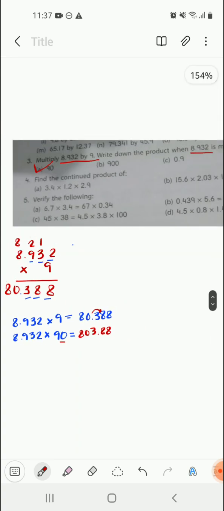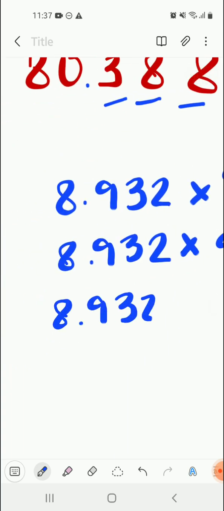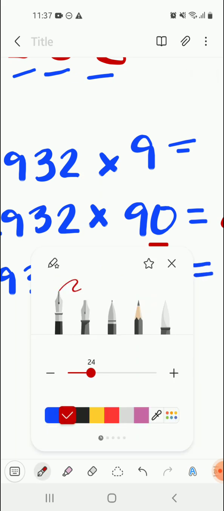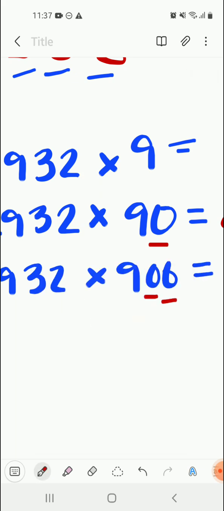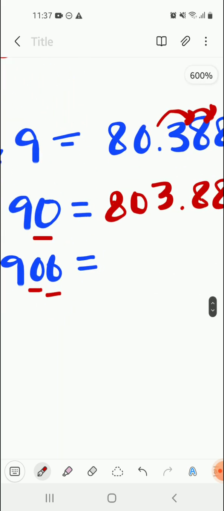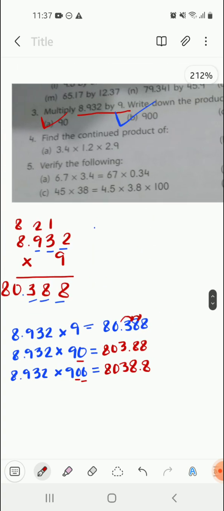Now in number B, it is stated that it is multiplied by 900. It means when 8.932 is multiplied by 900, then you can see there is 900, that is 2 zeros now. So when there are 2 zeros, then it will shift twice. So it will become 8038.8, because twice it has shifted to the right, because there have been 2 zeros after the 9. So we are done with A and B.